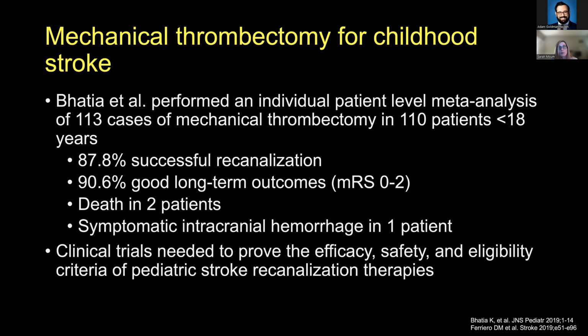What about mechanical thrombectomy? Endovascular therapies are currently not FDA approved for acute stroke in children. A few retrospective studies have attempted to evaluate the case studies and case reports available in the literature. The results of one such meta-analysis are shown, which demonstrate promising recanalization rates and long-term patient outcomes. Still, more data is needed to confirm these results.